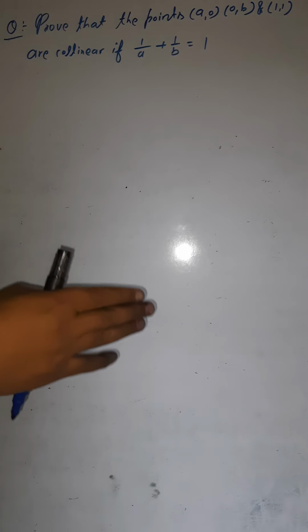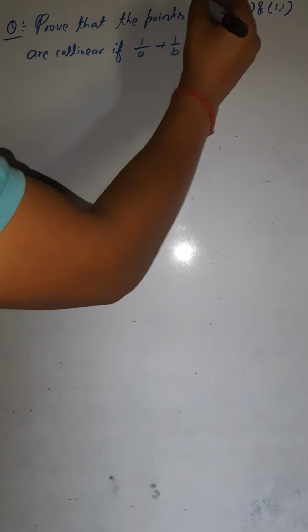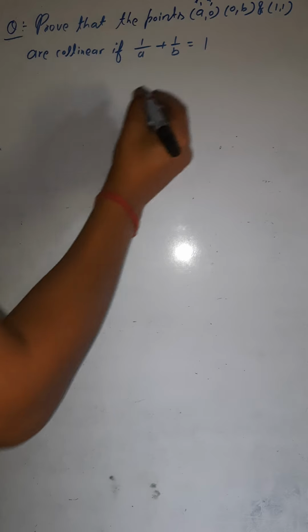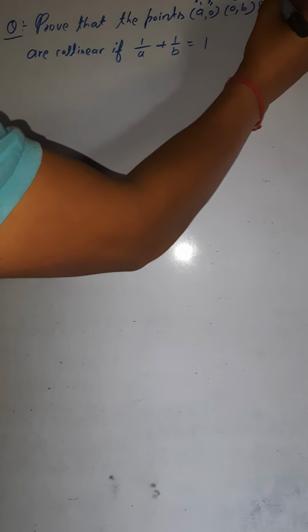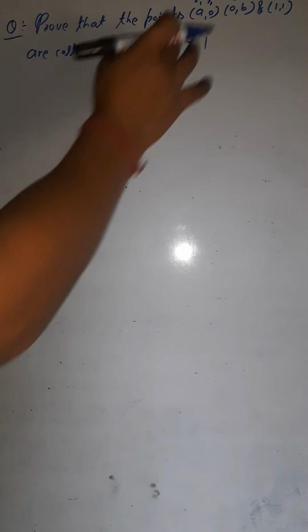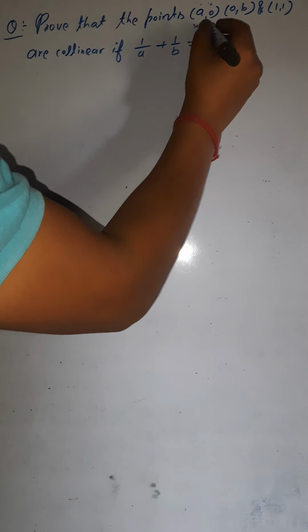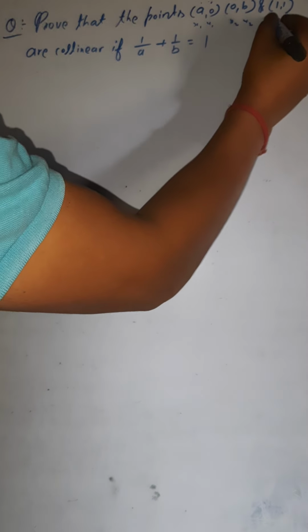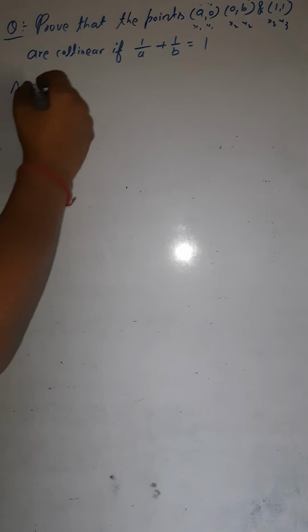So to find out the area of the triangle, we need x1, y1, x2, y2, x3, y3. Let me write. This would be x1, this would be y1, this would be x2, y2. Similarly here x3 and y3. Sorry, I am writing here downside, not upside. So this would be x1, y1, this would be x2, y2, and this one is x3 and y3. So these are the given points. Now using these given points, I have to find out the area of the triangle.